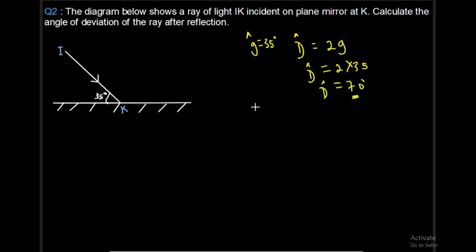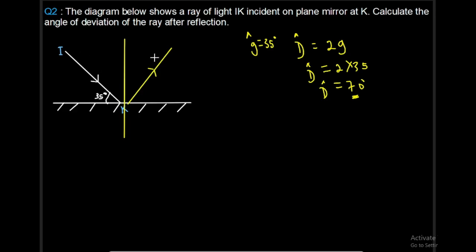Now, a second approach to solving this is to bring out our normal to the surface. So let's draw out our normal line. Let's say this is our normal line. We have the incident ray. Now this is reflection, so obviously we're going to have the reflected ray. So this is the reflected ray.